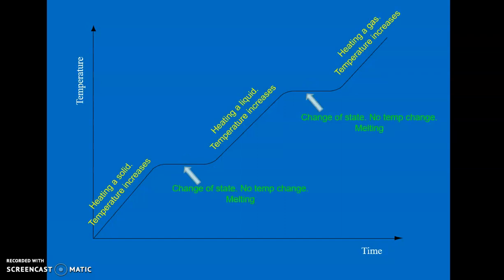So this is what happens. When we're heating, the yellows, heating a solid, liquid, and gas, we're getting a temperature increase. At the flat parts, we're getting no temperature change over time, but we are getting a change of state, melting. And the second one is my mistake. I should have said boiling at the top there. Please bear in mind this one here is boiling near the top between liquid and gas.